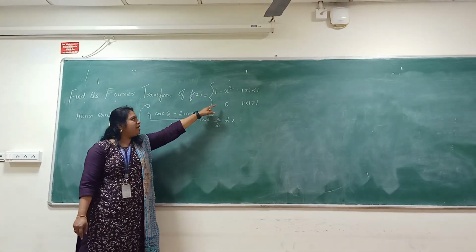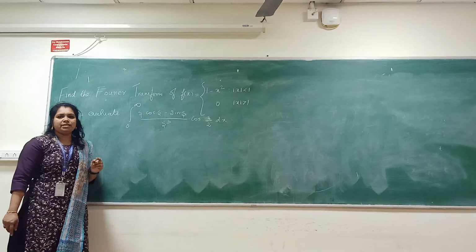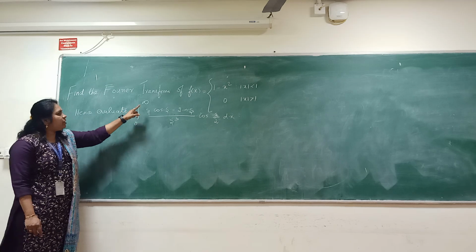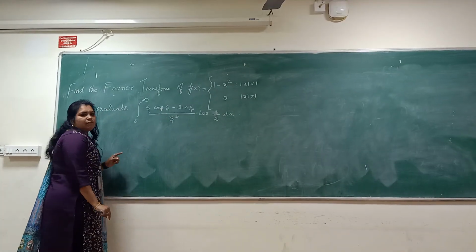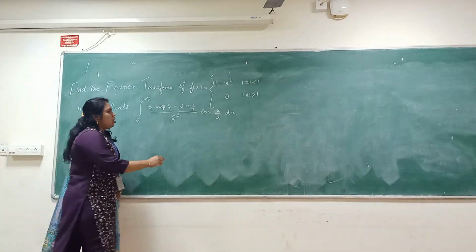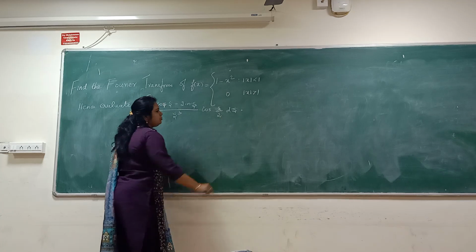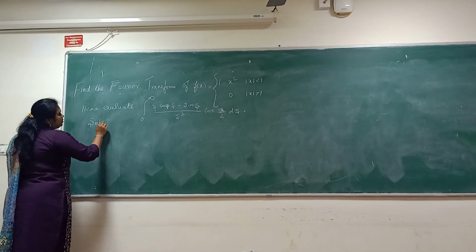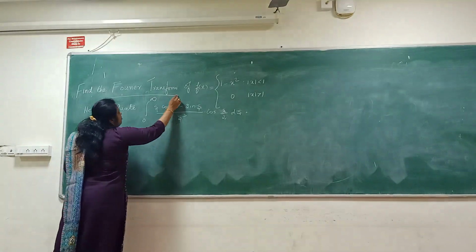f(x) equals 1 minus x squared for |x| less than 1, and 0 for |x| greater than 1. Hence evaluate the integral from 0 to infinity of (s cos s minus sin s) divided by s cubed, times cos(s/2), ds. Okay, so solution. The question is about the Fourier transform.